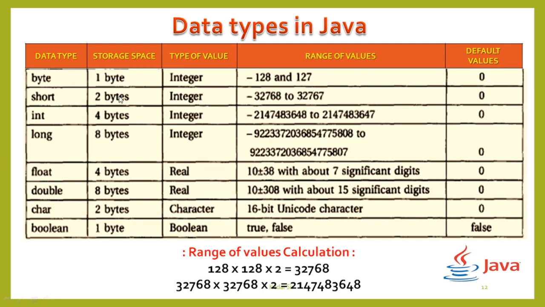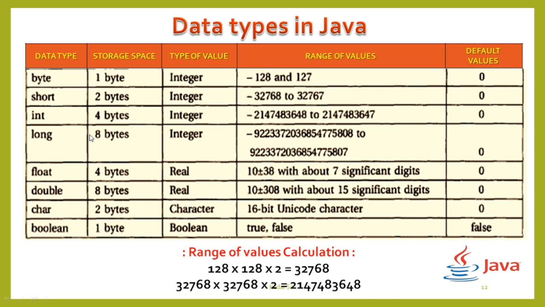Short data type is 2 bytes of storage space, type of value integer, and the range of value is minus 32,768 to 32,767, default value is 0, right? Integer data type requires 4 bytes of storage, integer type, and this is the range of value, right? Default value is 0.